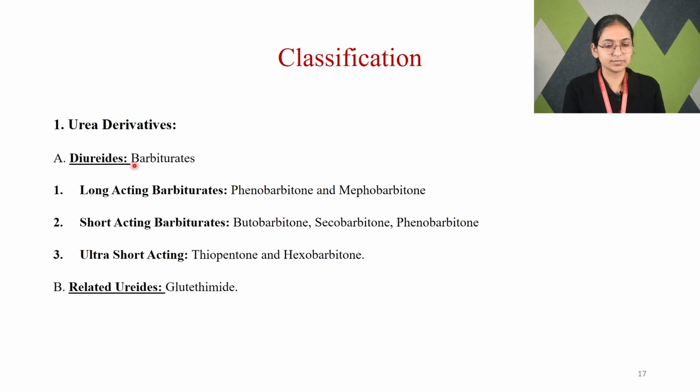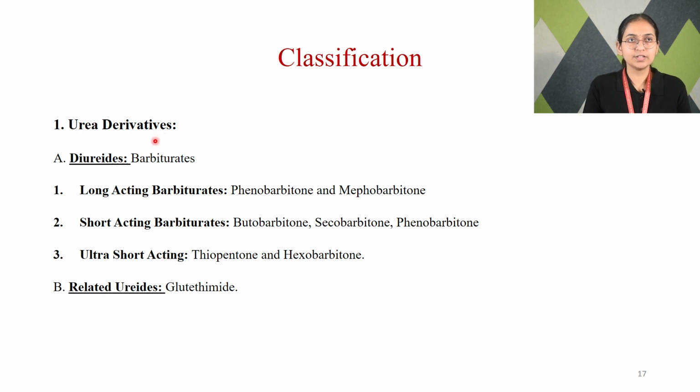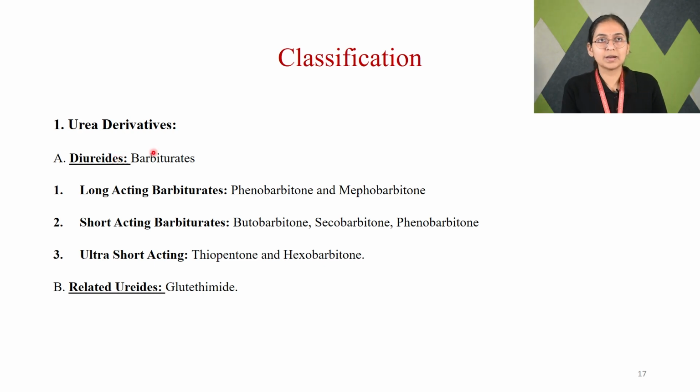Next is classification. Now in this classification, you can see here the first class is urea derivatives. Now in these urea derivatives, we are going to look at two further sub-types. First is diureides and next is related ureides. Now in these diureides, the barbiturates are there. So these barbiturates are classified further into long-acting barbiturates, short-acting barbiturates and ultra-short-acting barbiturates.